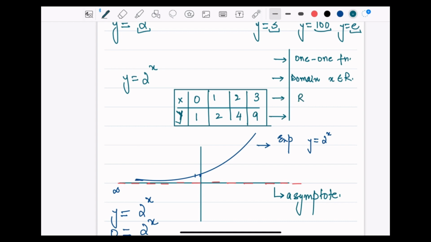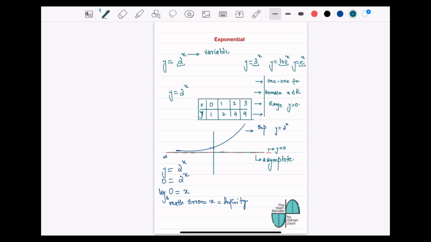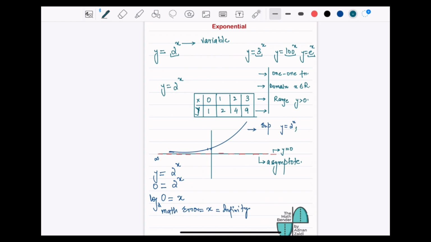The range of this function is y is greater than 0, because it always lies above the asymptote, and in this scenario the asymptote is the x-axis, which is y equals 0. So this is all you need to know about a basic exponential function. So this is 2 to the power of x. The same sketch is for e to the power of x, 100 to the power of x, or any exponential function that you see. A basic exponential function will have exactly the same shape.